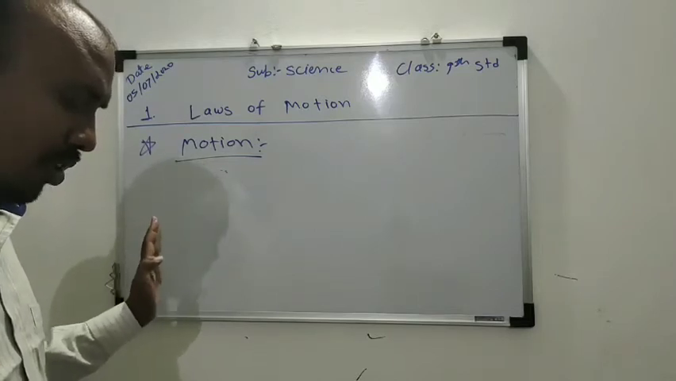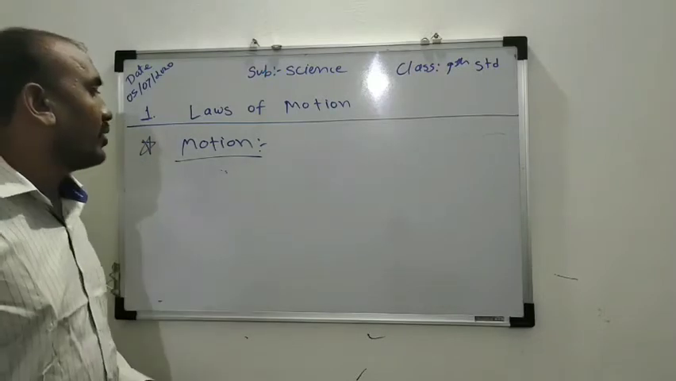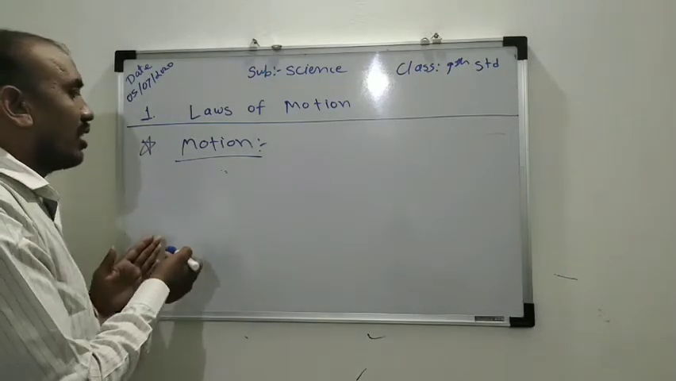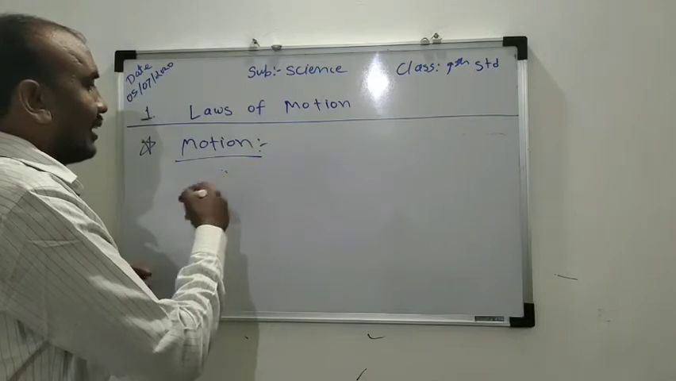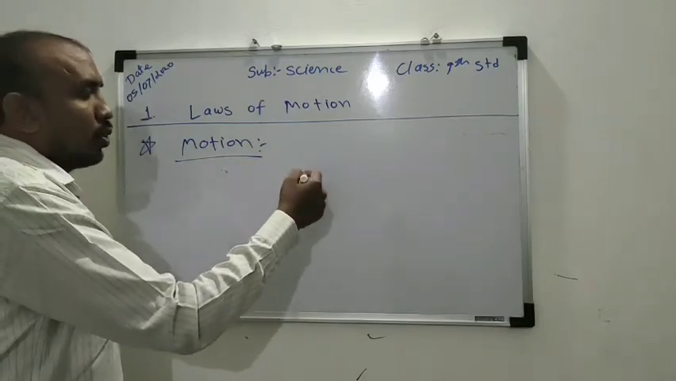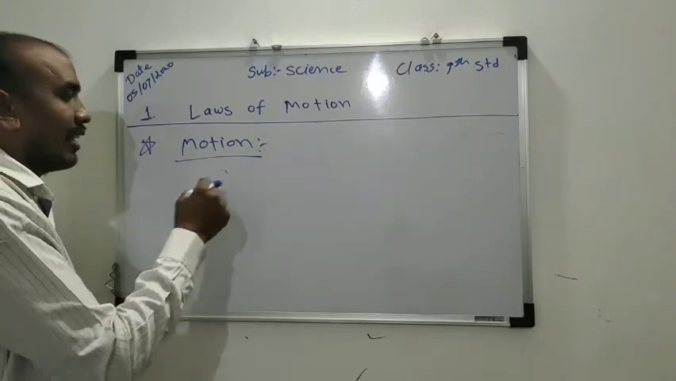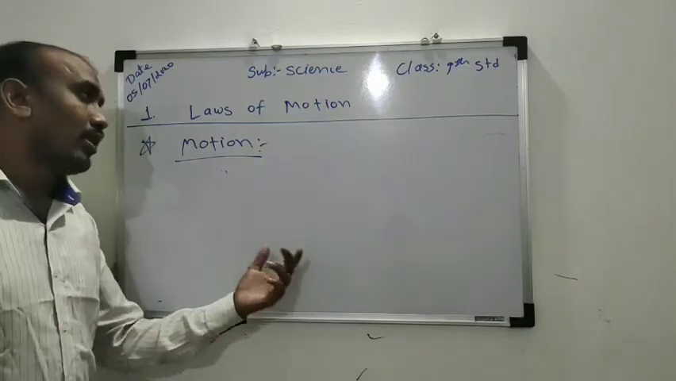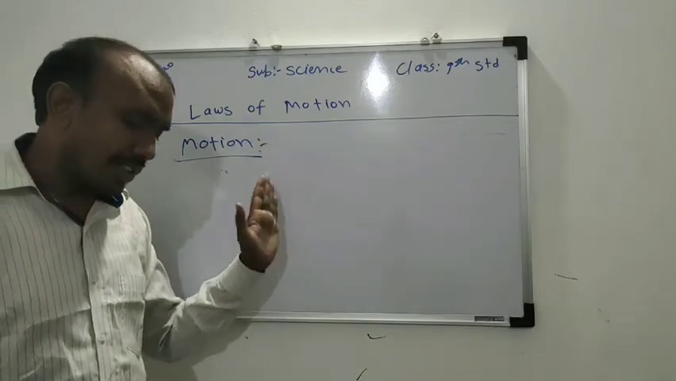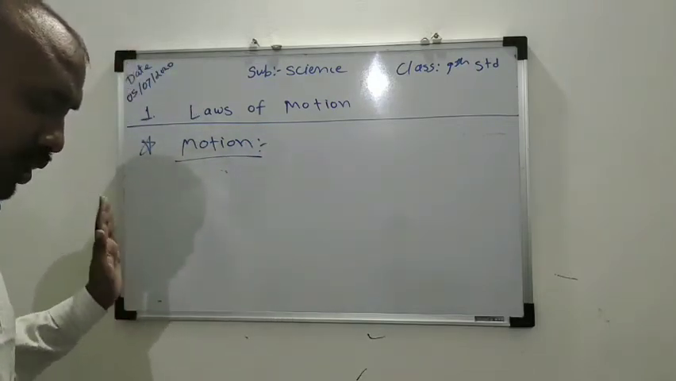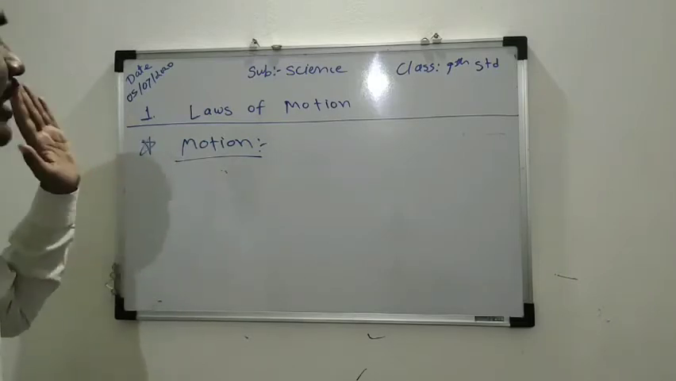If the position of an object is changing with respect to its surrounding, then, from 8 a.m. to 9 a.m., you changed your position from your house to the school. The house is your surrounding, and the next surrounding is your school. Means you changed your position from your house to the school, that's the concept of motion. If the position changes with respect to the surrounding, then it is said to be in motion. Otherwise, it is said to be in a rest condition.